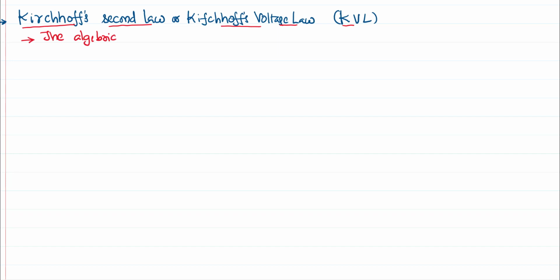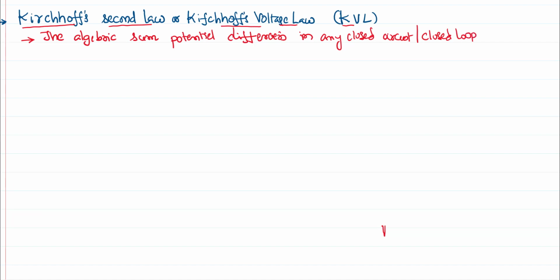The algebraic sum of potential differences in any closed circuit or a closed loop is equal to 0. So that is just a statement. We shall try to understand what the meaning of that statement is.